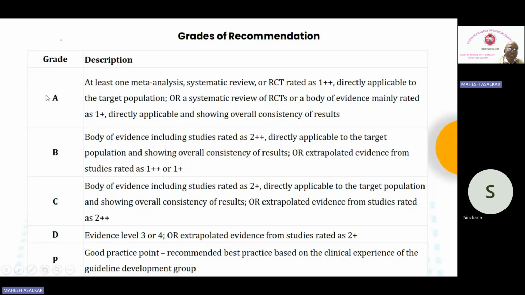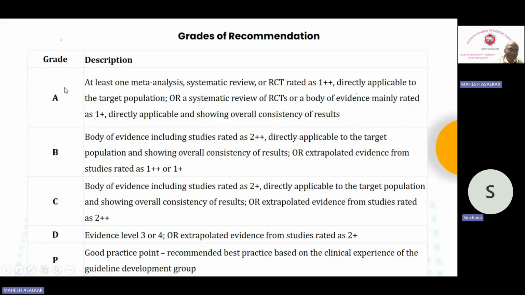Now what does the grade A recommendation mean? This grade A recommendation means this recommendation is derived from at least one meta-analysis or systematic review or RCT which is rated as 1++ directly applicable to the target population, or systematic review of RCT or a body of evidence mainly rated as 1+ directly applicable and showing overall consistency of results.